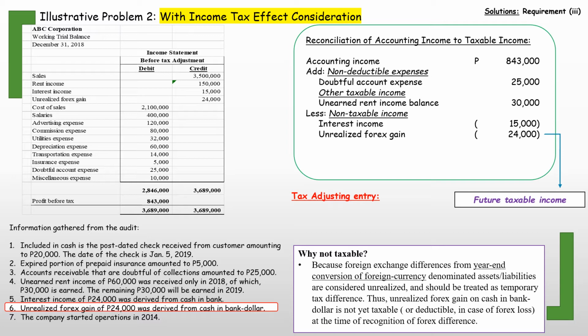Thus, unrealized forex gain on cash in bank dollar is not yet taxable, or deductible in case of forex loss, at the time of recognition of the forex difference. So, unrealized pa siya. Okay, that's why hindi siya taxable at the time of recognition. So, our adjusting entry is debit income tax expense deferred, credit deferred tax liability 7,200, or yung 30% ng 24,000. So, yung credit natin is deferred tax liability dahil future taxable income siya.